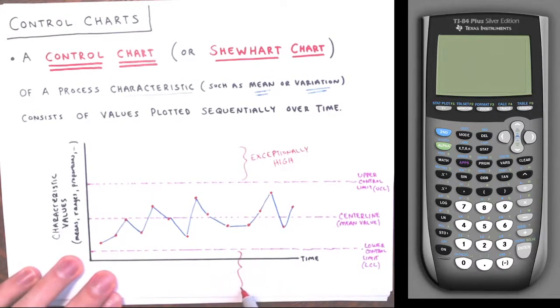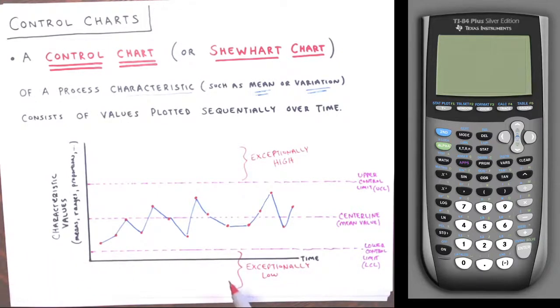And same thing for the lower control limit, or LCL. If any data points show up below this line, then we'll consider that piece of data exceptionally low or significantly low. And if we did have a data point that ended up down here, then I would say this process I'm looking at is statistically unstable, is out of control. Something's wrong somewhere. I've got to go in and fix it.